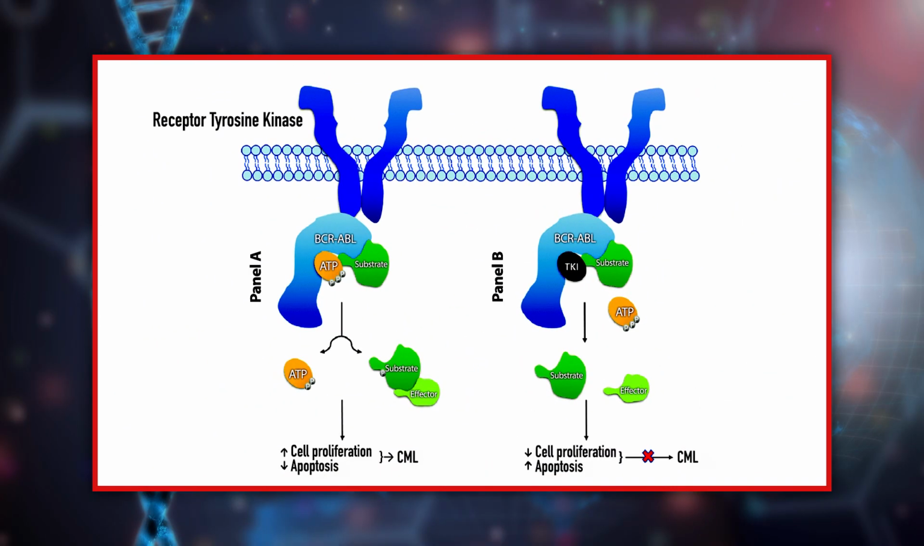where balanced translocation results in fusion of the breakpoint cluster region with the proto-oncogene tyrosine kinase, leading to the formation of BCR-ABL fusion transcript, which constitutively activates tyrosine kinase that can transform cells and inhibit apoptosis, that is the programmed cell death.